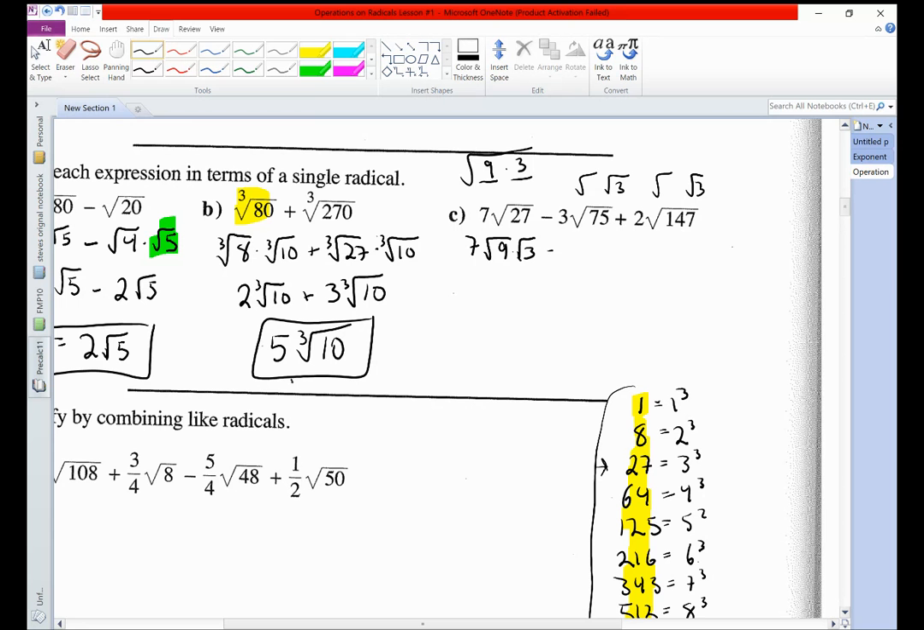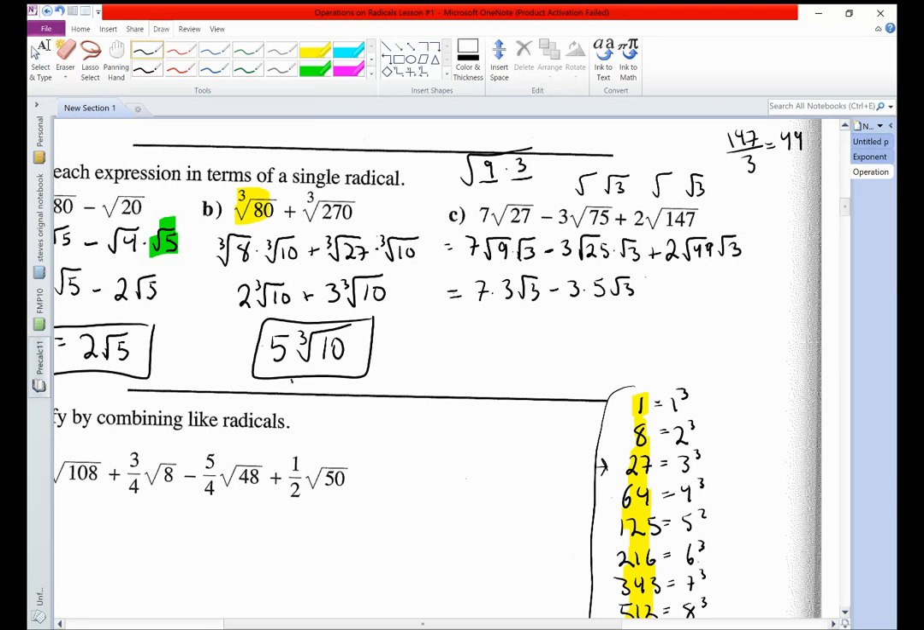So 75 divided by 3 is 25, which is a nice one. So I can write that as root 25 root 3. And the last term, if I divide by 3, I don't see it right away. So I go in my calculator, 147 divided by 3, and I get 49. So now I can rewrite that one as 2 root 49 root 3. There we go.